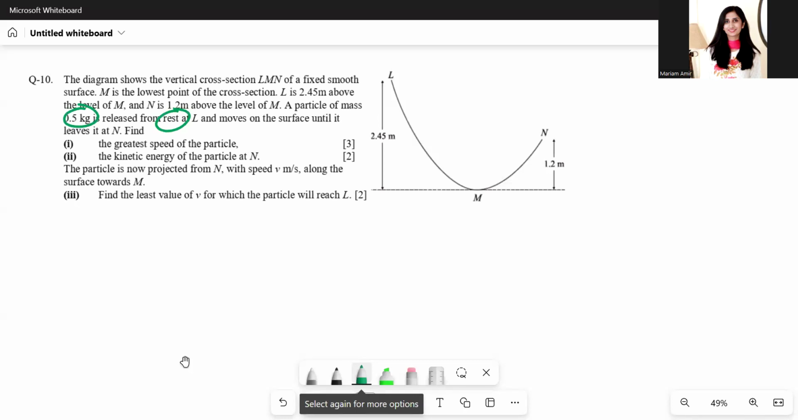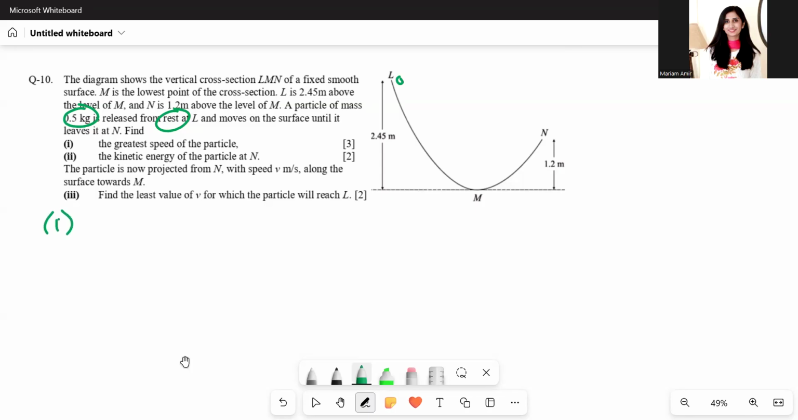and moves on the surface until it leaves it at N. Find the greatest speed of the particle. Okay, so it got released from rest here. Its greatest speed will be here because in this direction it has support of gravity, and in this direction it loses that support. So here the speed would be maximum. So we have to find the speed at, sorry, the speed at M. Okay, so greatest speed would be at M.